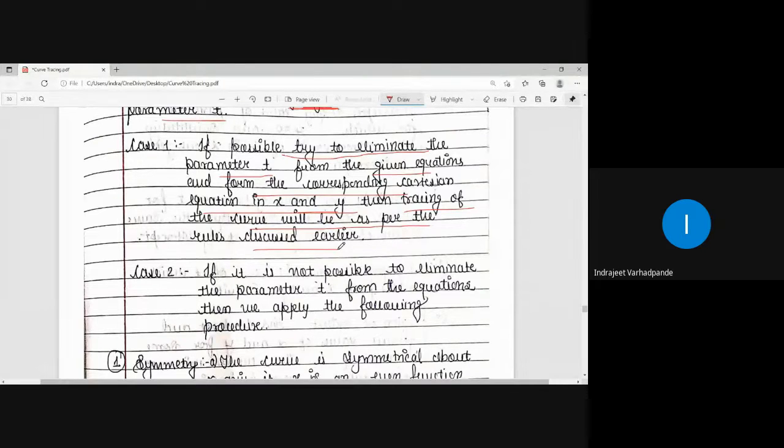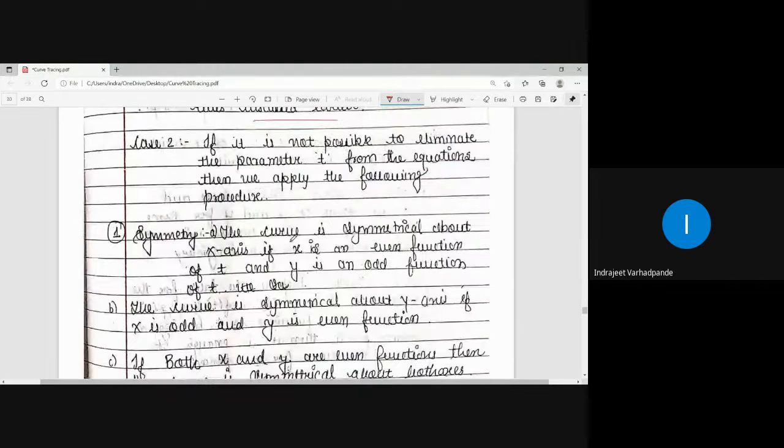So case number 1: if possible, try to eliminate the parameter t from the given equations and form the corresponding Cartesian equation in x and y, and then tracing will be done as per the rules discussed earlier. But the possibility can be that this is not feasible. Then what does case number 2 say? If it is not possible to eliminate the parameter t from the equations, then we apply the following procedure, which is discussed now.